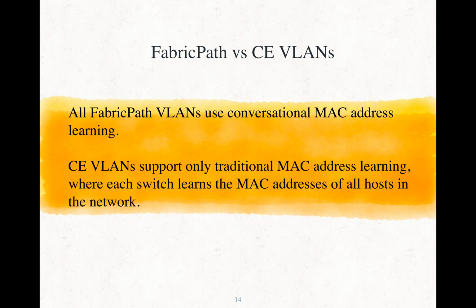So all FabricPath VLANs use conversational MAC address learning, and classical Ethernet VLANs support only traditional MAC address learning, where each switch learns the MAC address of all hosts in the network. So basically, it means that classical Ethernet has no idea what FabricPath is. All right.